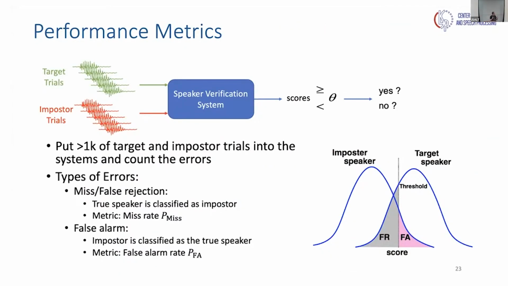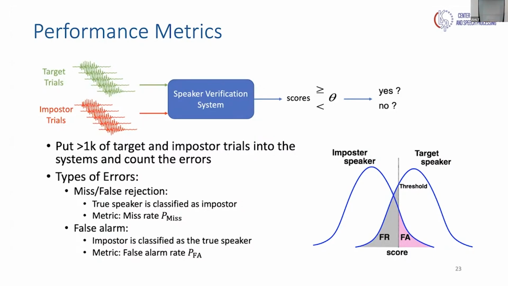And then once you have your decisions, you have to calculate how good or how bad your system is. For that, we are going to have a test data set with what we call target trials. Target trials are the trials where the enrollment and test are from the same speaker, and then we have non-target or impostor trials, where enrollment and test come from different speakers. So you pass these audios through the speaker verification system, and you get the scores. You apply the threshold, and then you calculate how many errors you have of each type.